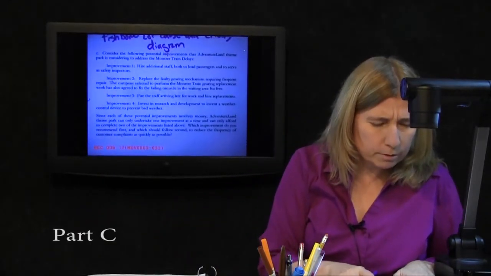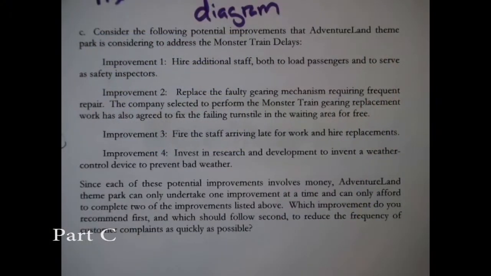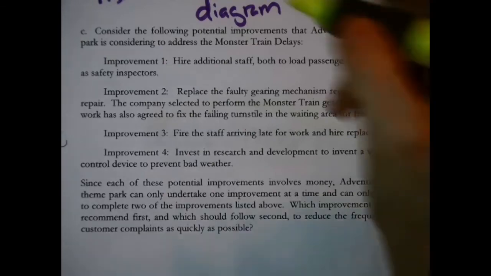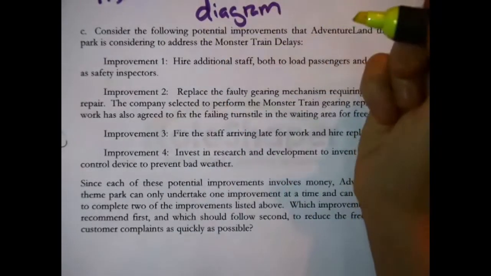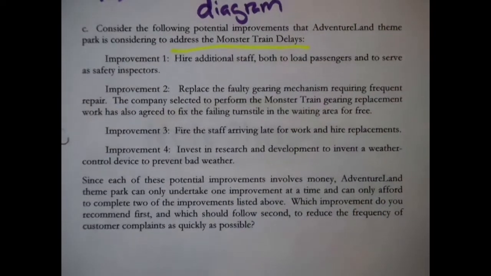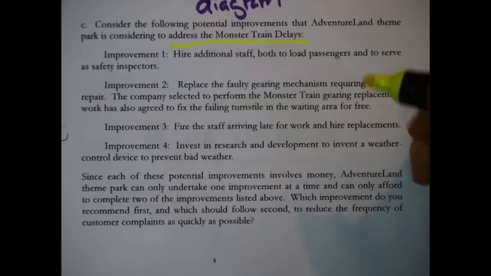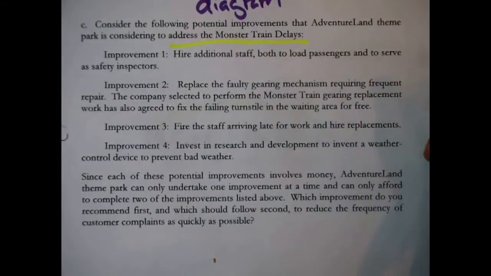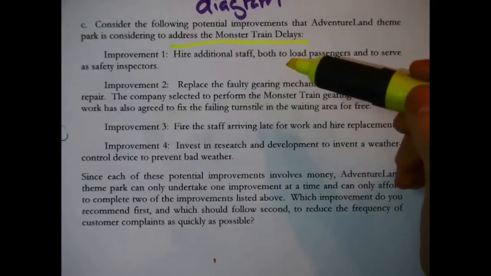Third part: consider the following potential improvements that Adventureland theme park is considering to address the Monster Train delays. So, a couple of things that they could do. Improvement 1: hire additional staff both to load passengers and serve as safety inspectors.